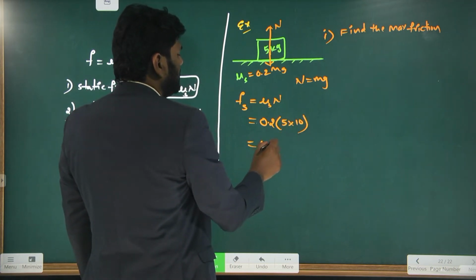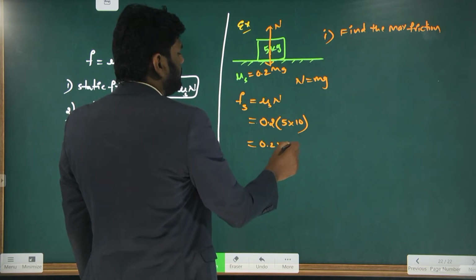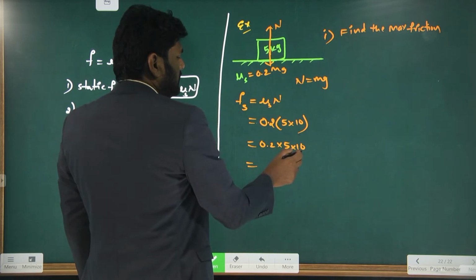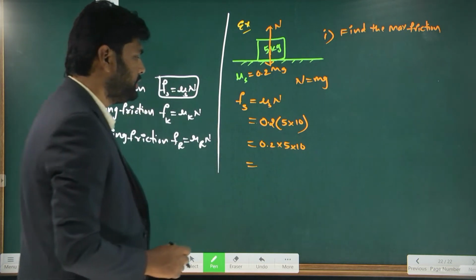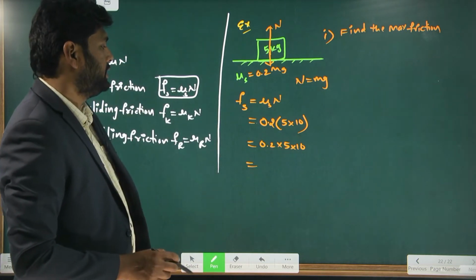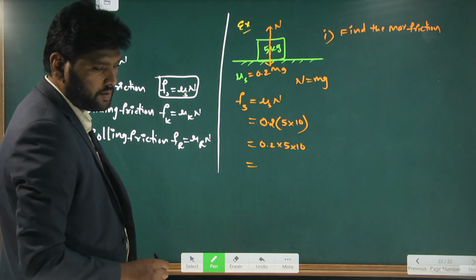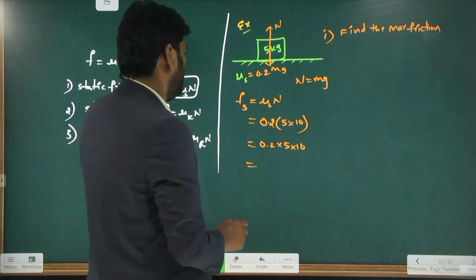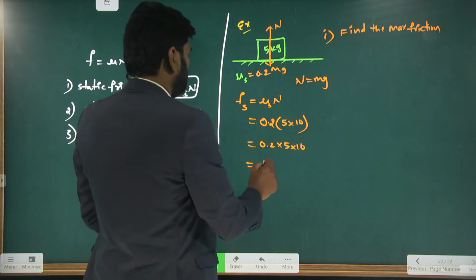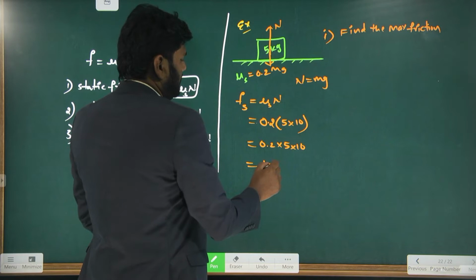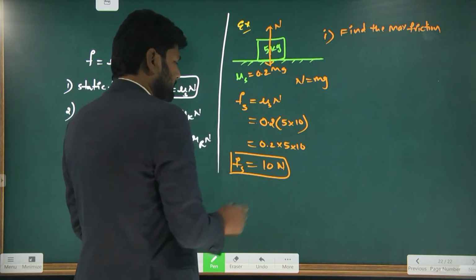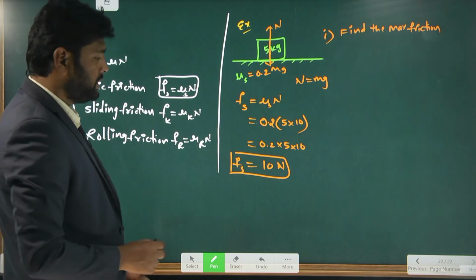So finally, 0.2 × 5 × 10. 10 × 0.2 is 2, and 2 × 5 is 10. Understand? 10 Newton. So the static friction is 10 Newton. The maximum static friction is 10 Newton.